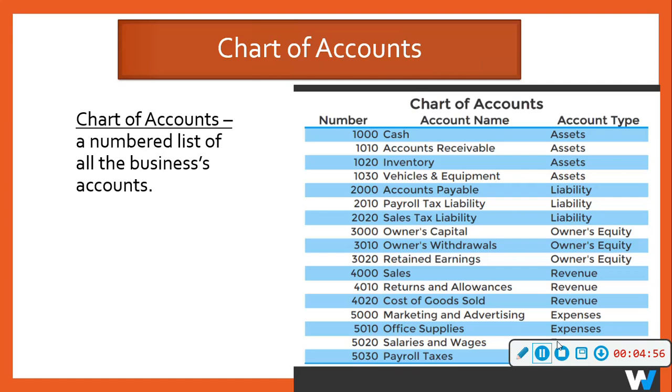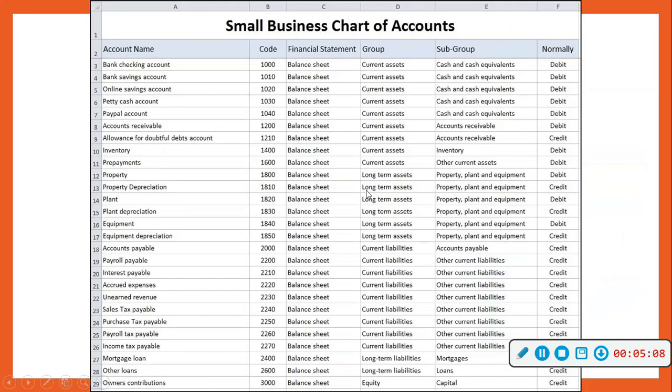So you'll see cash. These are assets, right? 1,000, 1,010, 1,020, 1,030. And then there's a lot of room for growth. So they could add other types of assets and still be able to number them. And that's it for now.